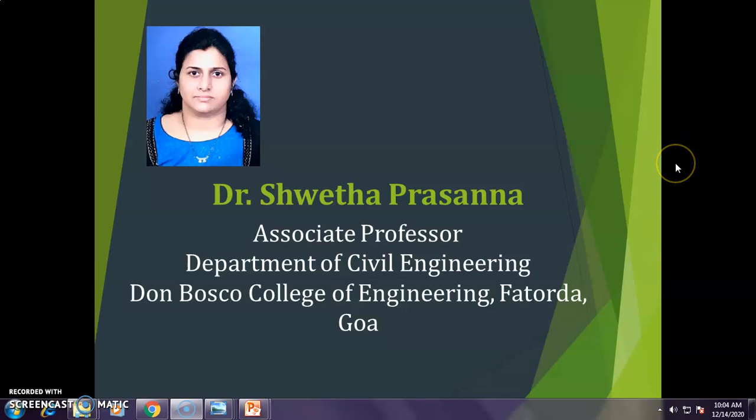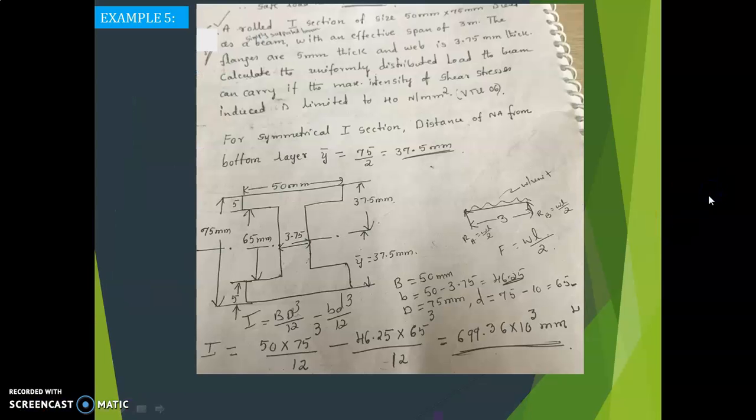Hello my dear students, let us take one more example on I section. A rolled I section of size 50 mm by 75 mm is used as a simply supported beam with an effective span of 3 meter. The flanges are 5 mm thick and web is 3.75 mm thick.